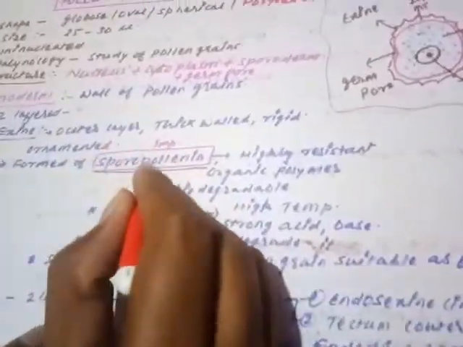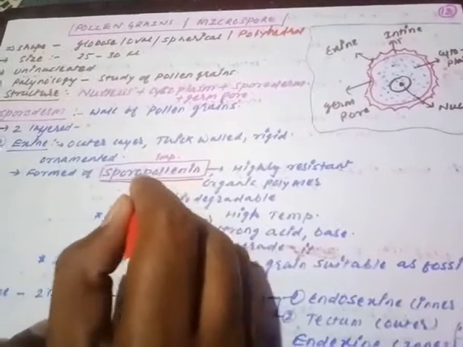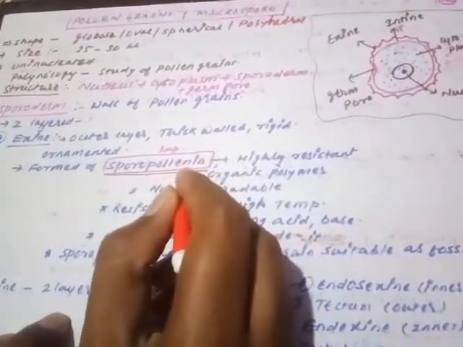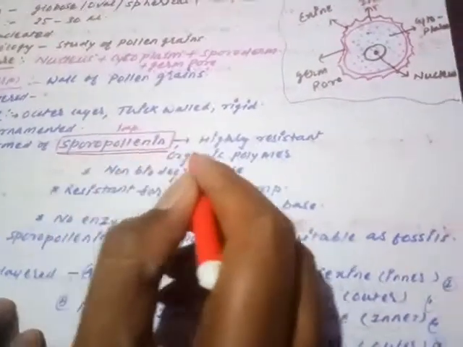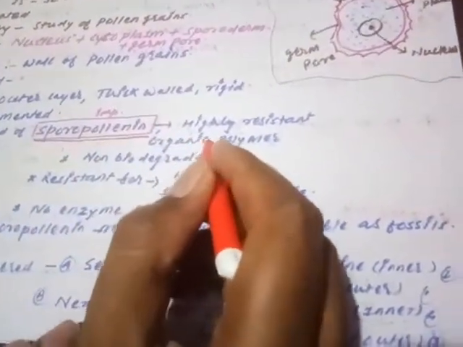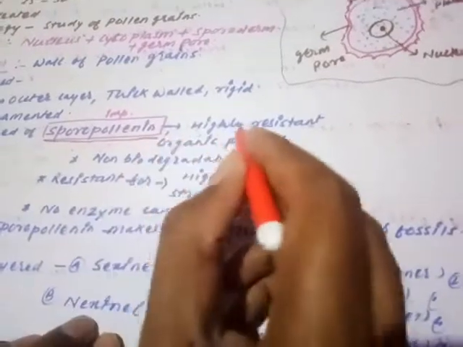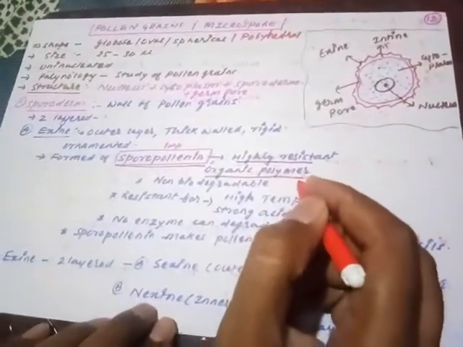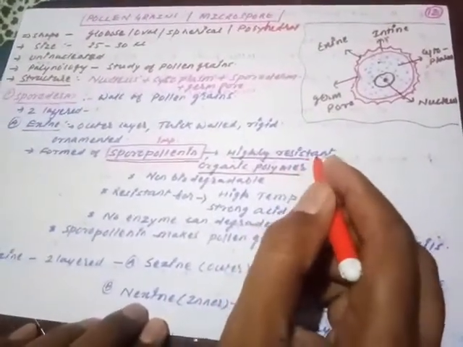Remember, the exine is made of sporopollenin. Many times the question is asked in the CBSE as well as the NEET examination. What is sporopollenin? Sporopollenin is a highly resistant organic polymer.